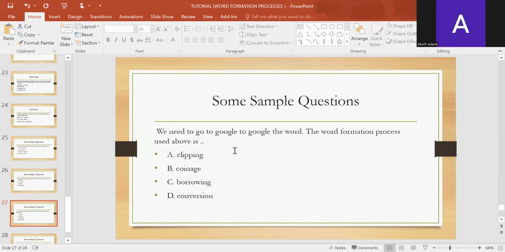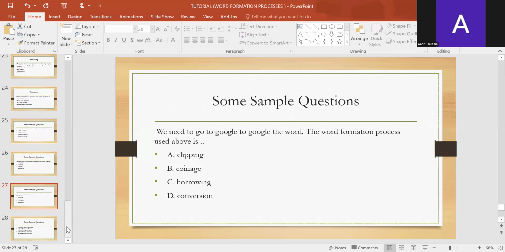We need to go to Google to Google the word. Here you can see Google is used as a noun and as a verb. The formation process used above, I think it should be conversion. So this will be simple and easy for you.